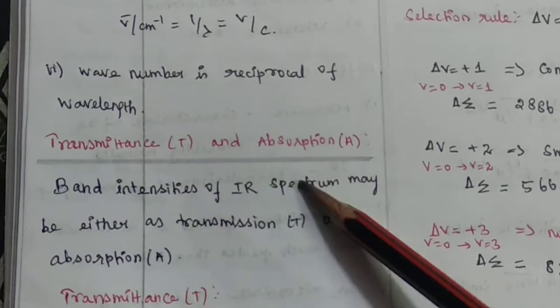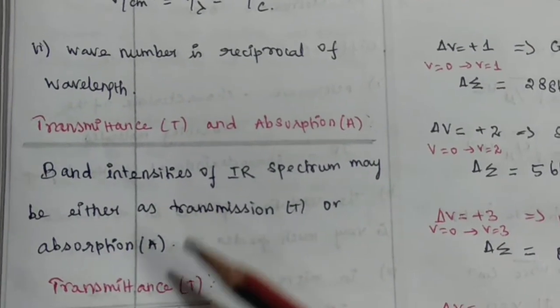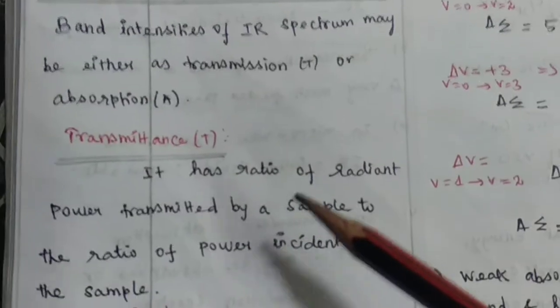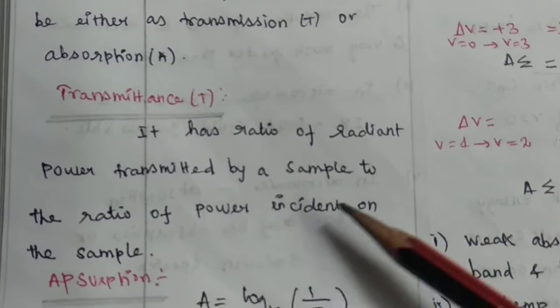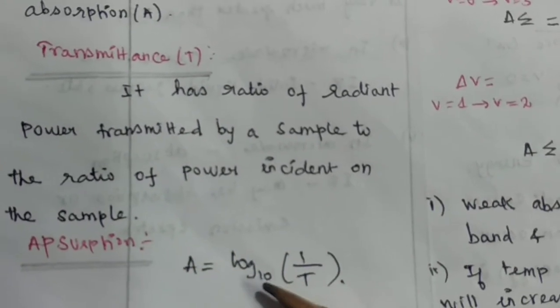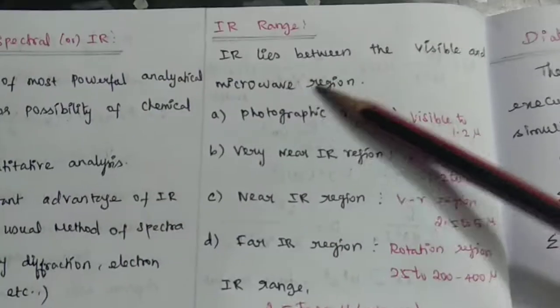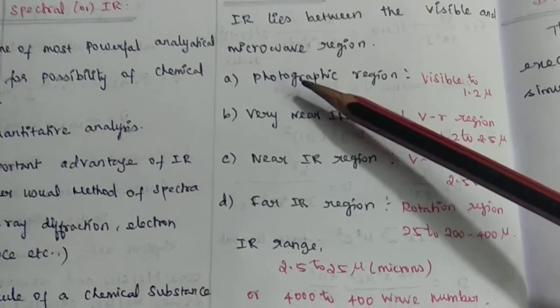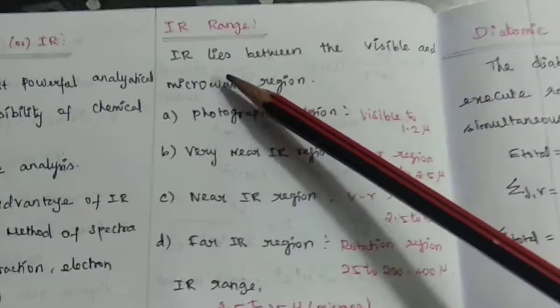So then band intensity of an IR spectrum may be either transmission or absorption. So why transmission and absorption come up is in the IR spectrum. Transmittance can be defined as the ratio of radiant power transmitted by the sample to the power incident on the sample, and absorbance can be written as A is equal to log to the base 10 of 1 by T. So this question has been asked many times. Okay. Okay, good.